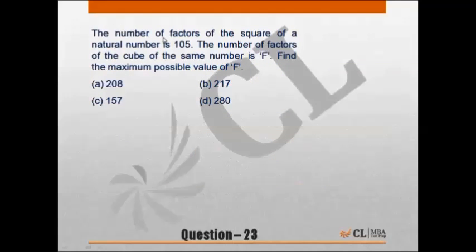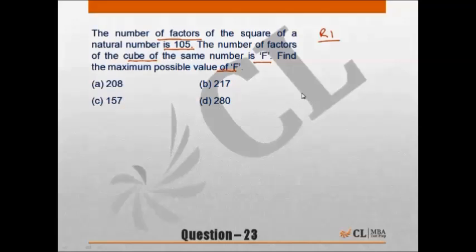Question 23. The number of factors of a square of a natural number is 105. The number of factors of the cube of the same number is f. Find the maximum possible value of f. Round 1 question, number system. Okay. The number of factors of a square of a number is 105.